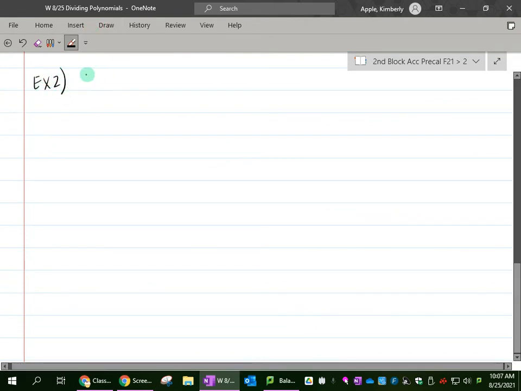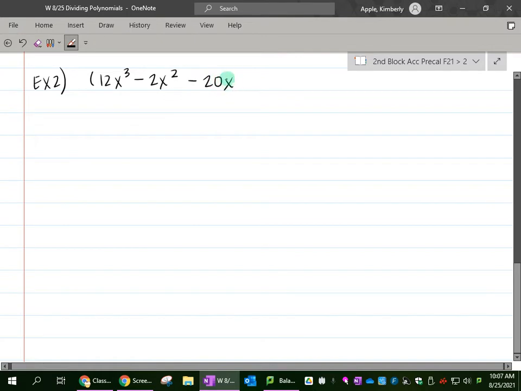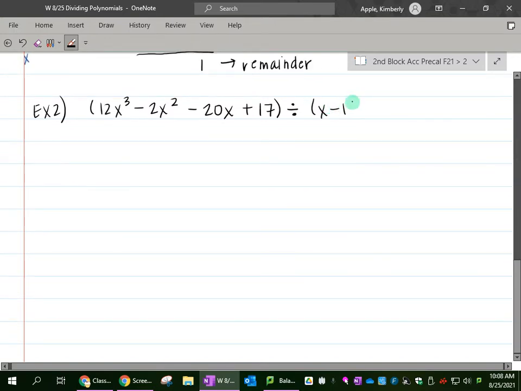So let's do example number 2. This one will be written a little differently. 12x cubed minus 2x squared minus 20x plus 17. Divided by. This is just another way to write divided by. Somebody's going to ask, what is that on the end? It's a parenthesis. So again, it's just a different way of presenting the problem, but it's still division.